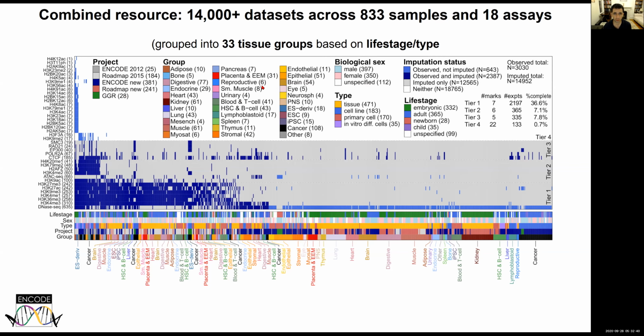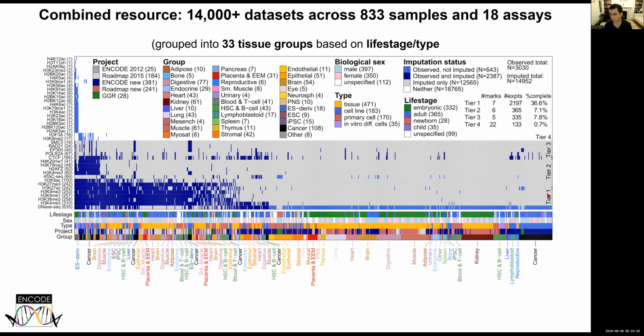These are the different groups of tissues across the different tissues of the body, the sex of the donors, and the type of tissue between tissue, cell line, primary cell, in vitro differentiated cell, as well as the imputation status. You can see that some of the data sets are observed and imputed. Some data sets are observed but not imputed, usually because we did not have any informant data sets. And then other data sets are only imputed, and some data sets are neither observed nor imputed when we did not have enough informants. And then the life stage of each of the samples.